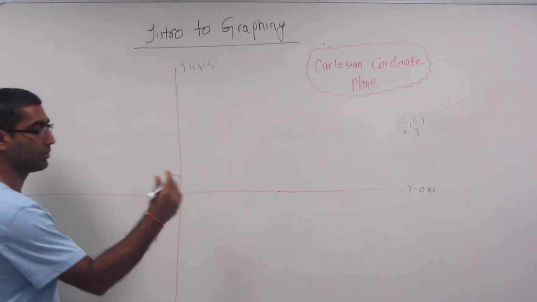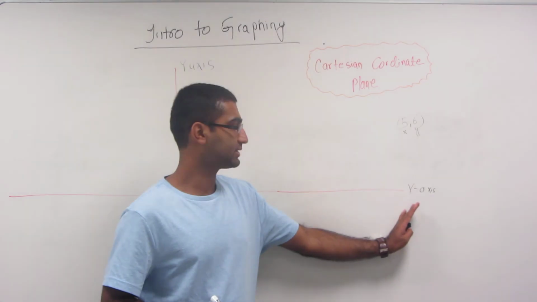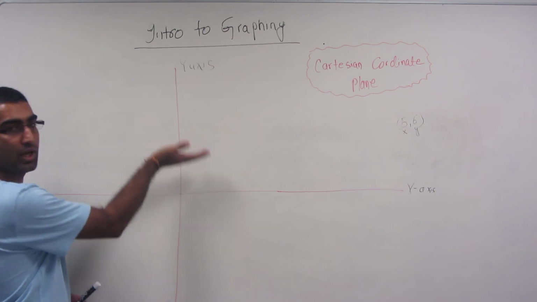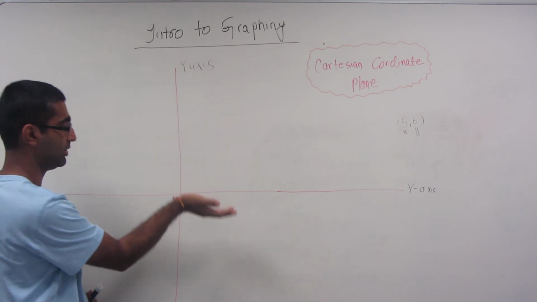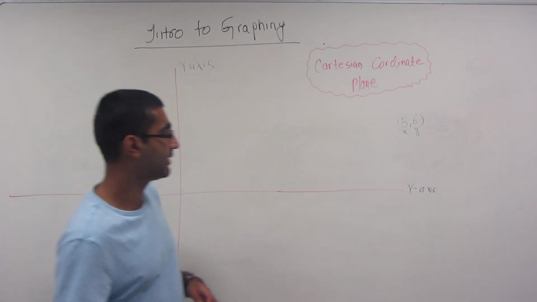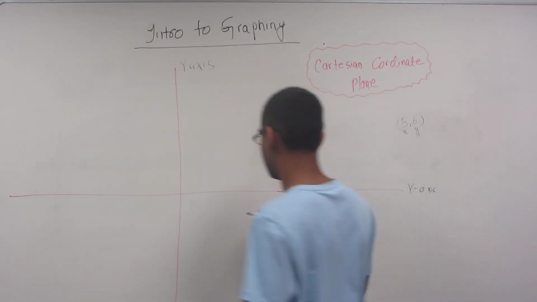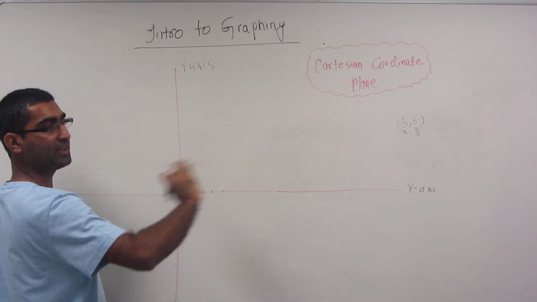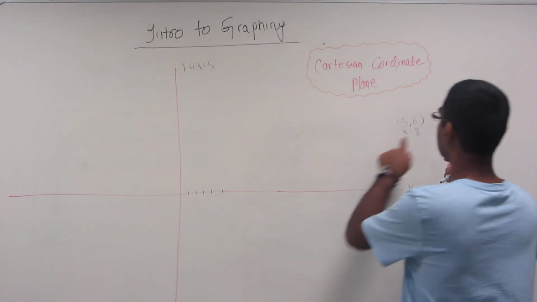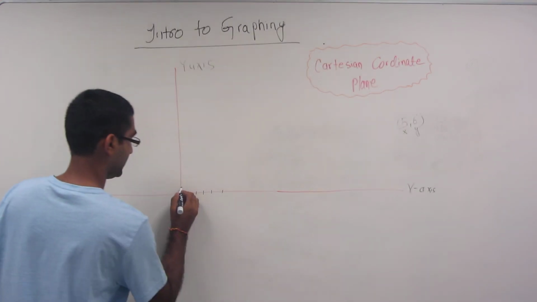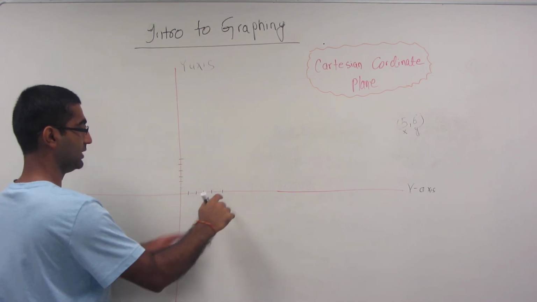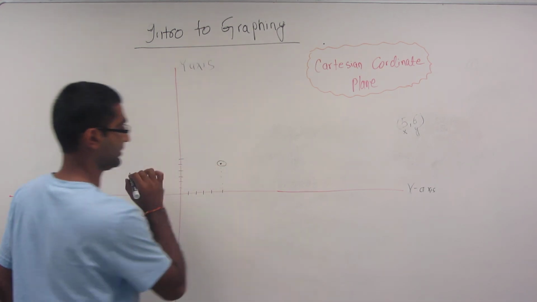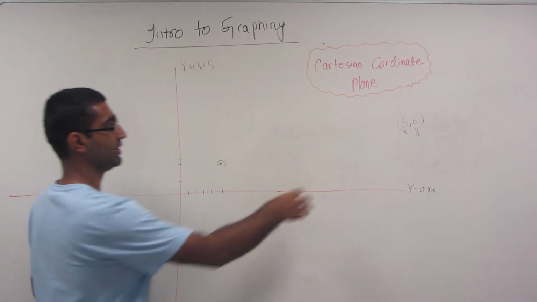Anything to the right of the origin is positive in the x-axis, and anything to the left is negative in the x-axis. Anything above the origin is positive in the y-axis, and anything below the origin is negative in the y-axis. Okay, now let's look at the point again. This is a positive 5. That means we should go 1, 2, 3, 4, 5 units in the positive direction of the x-axis. And there's a positive 6. That means we should go 6 units higher. So 1, 2, 3, 4, 5, 6. So this point right here, the one that I labeled, is the point 5, 6.